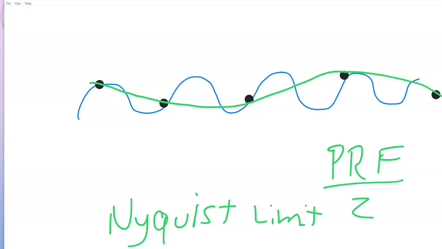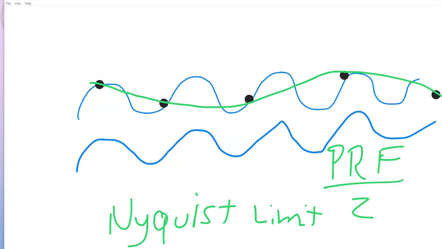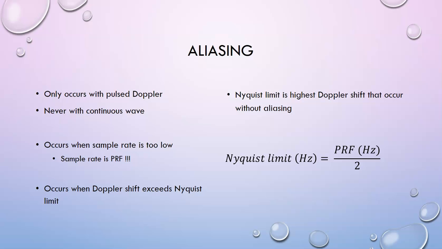And so when that situation occurs, we are actually sampling just twice each cycle. At the Nyquist limit, you're sampling twice each cycle. And that's the minimum you can actually sample and get a reconstruction of the waveform that is your Doppler frequency. So the Nyquist limit is the highest Doppler shift that can occur at a given PRF without aliasing.